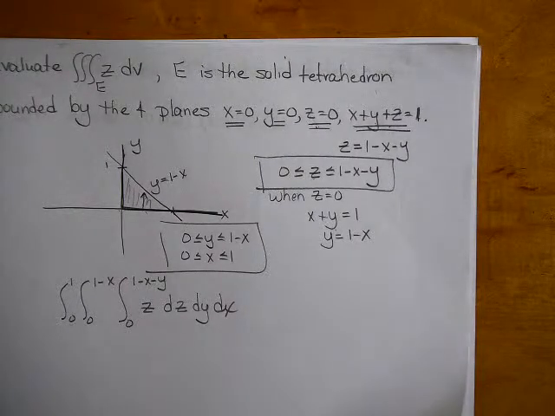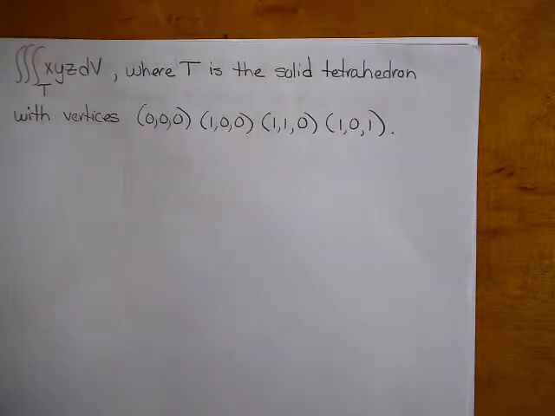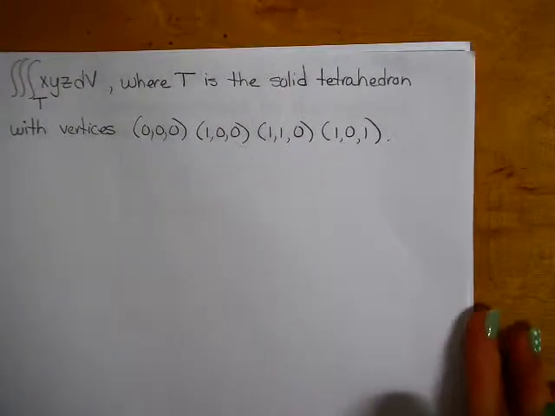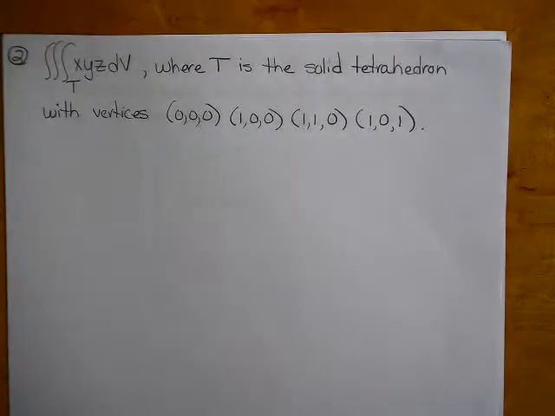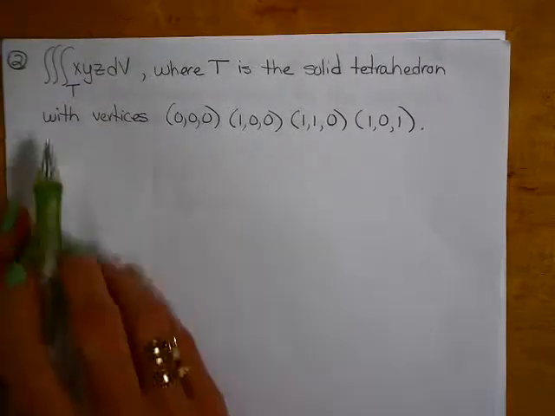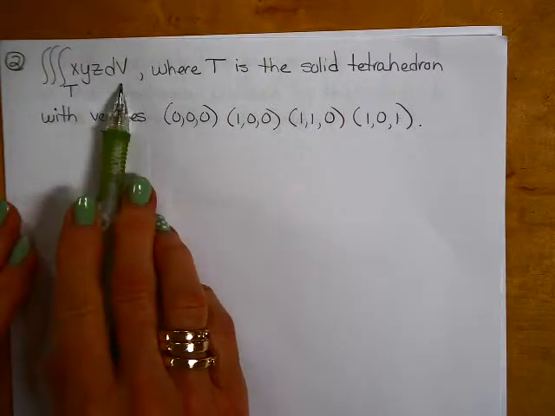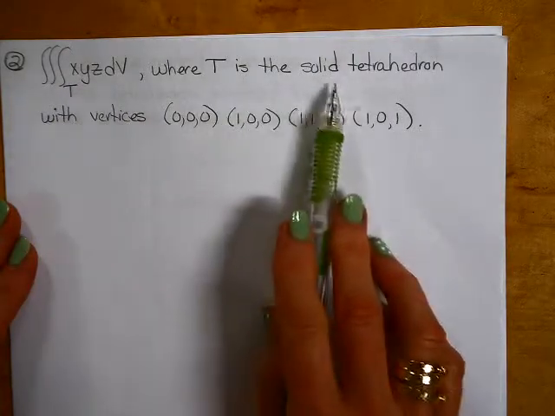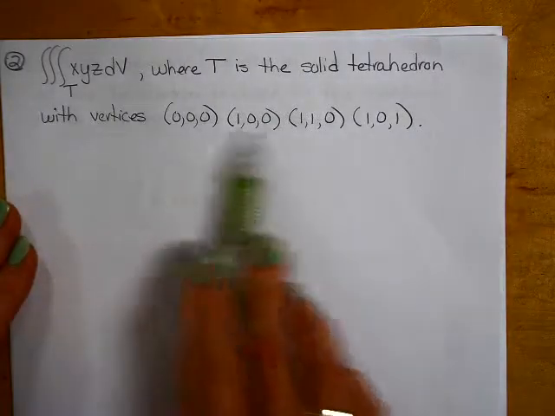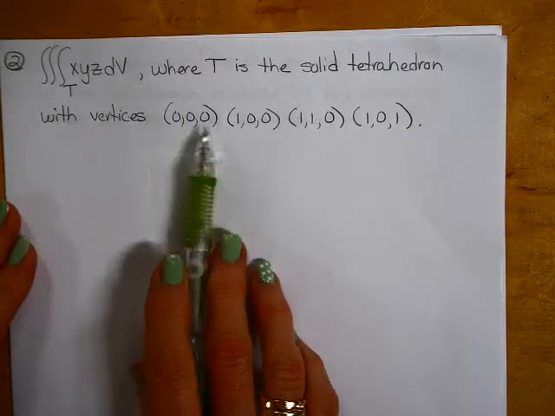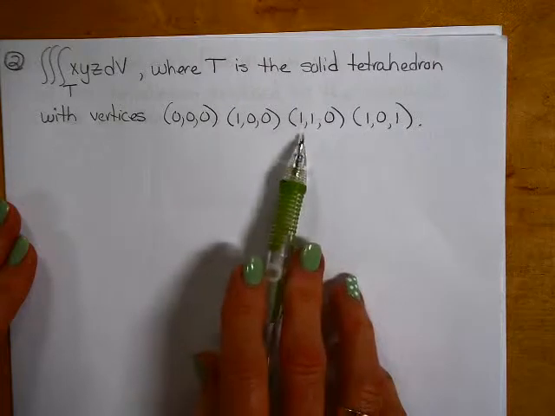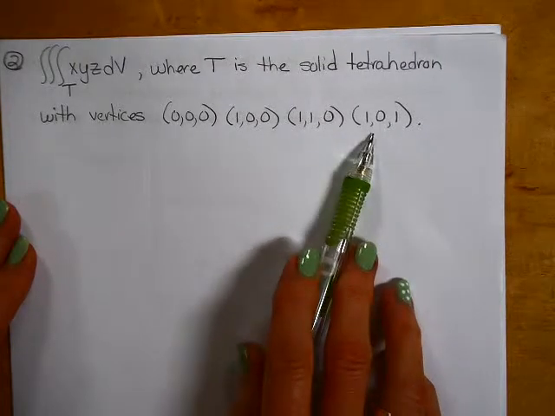All right. Any questions about this one? Okay. All right. Here's one where we might have to do a little bit more work. This is out of your book also. This is one of the homework problems. You're integrating over the region T, the function xyz dv, where T is the solid tetrahedron with these vertices 0, 0, 0, 1, 0, 0, 1, 1, 0, and 1, 0, 1.